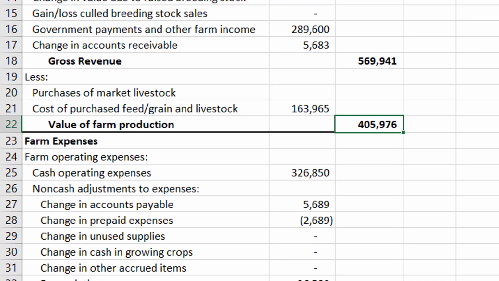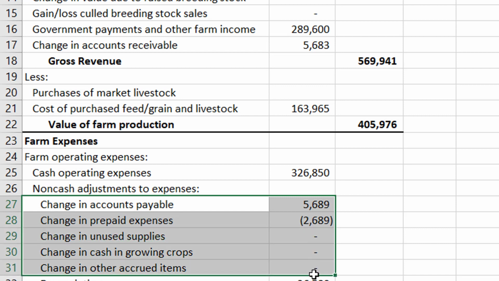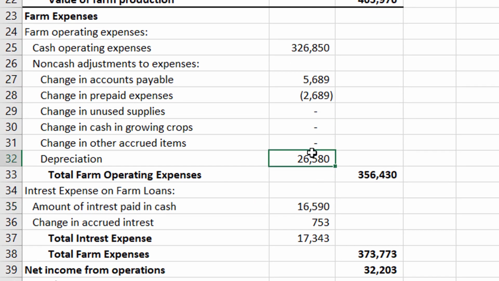Then we start breaking out expenses, cash operating expenses, which seems like a very generic category for all the things that you spent money on. Changes in accounts payable, changes in prepaid expenses, depreciation. Depreciation is a type of expense, and we list it on these documents as an expense. Depreciation will decrease your profit. And then we total up the farm operating expenses.